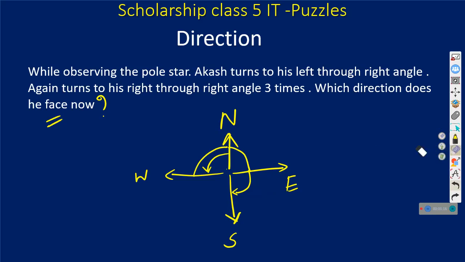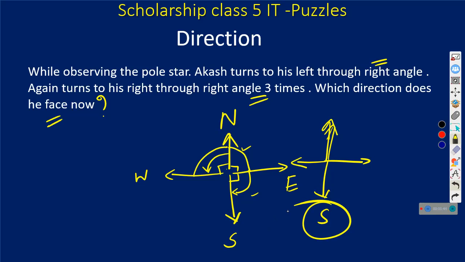Now if I simply say that these turnings are 90-degree turns, because all are right angles, here a right angle, here a right angle. So my dear students, Akash was standing looking at north, first turned to the west, then one turn again to the north, second turn to the east, third turn to the south. So ultimately he is looking towards south. That is the answer for this question. Okay, let us go ahead.